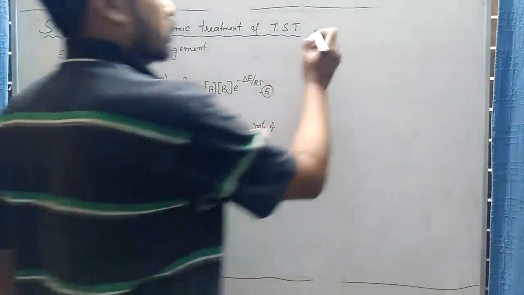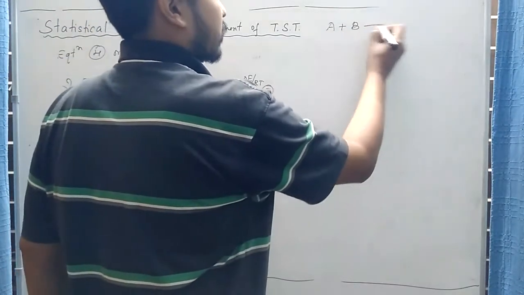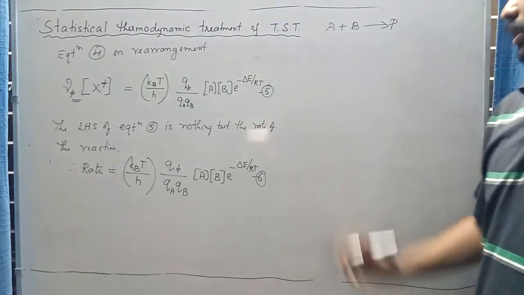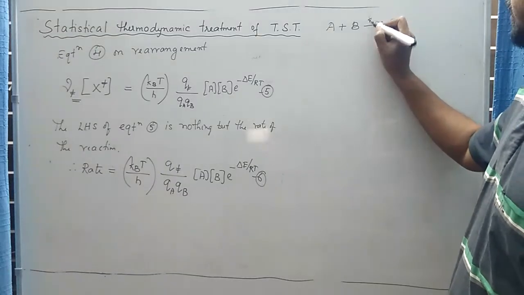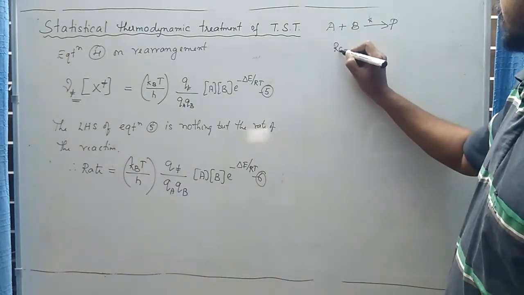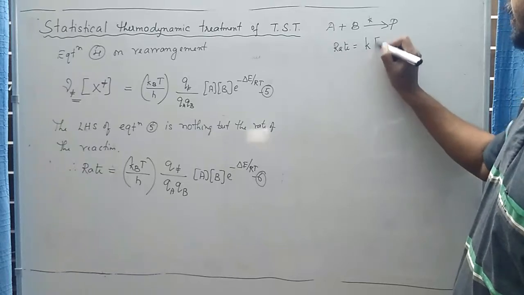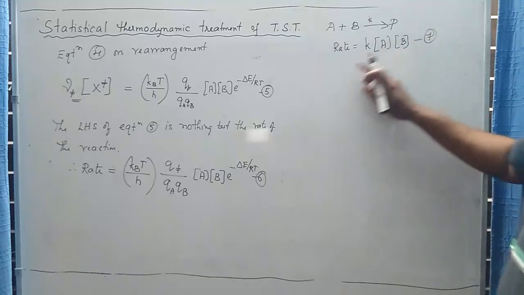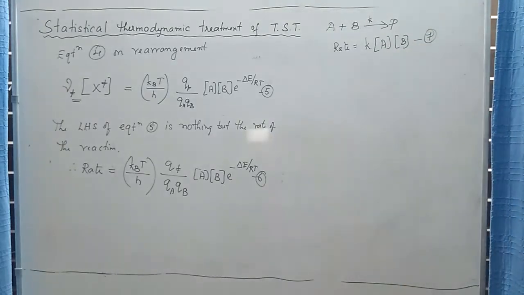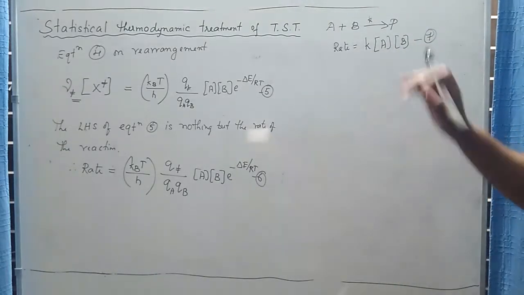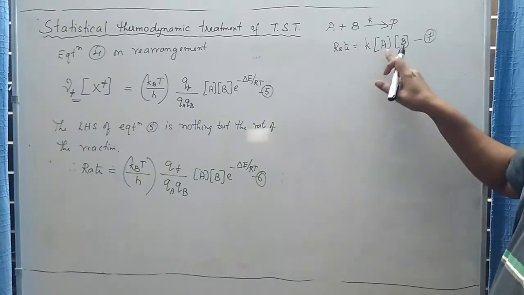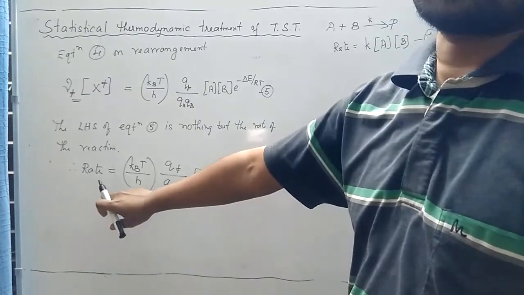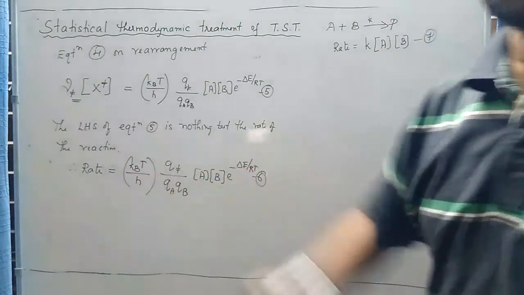We know that for a reaction A plus B giving product, so this was the original bimolecular reaction, if k is the rate constant, then the rate of the reaction generally is written as rate constant into concentration of A into concentration of B. This is the general way of writing the rate of a reaction. According to the law of mass action, the rate of a reaction is the rate constant into the concentration of reactants. So equation 7 is also an expression for the rate of the same reaction.